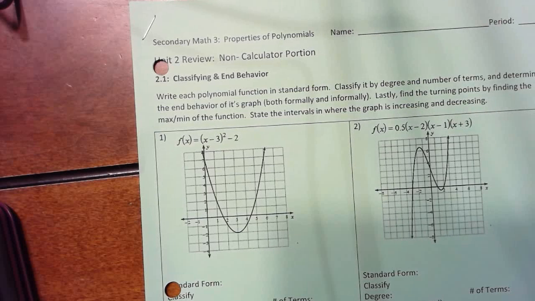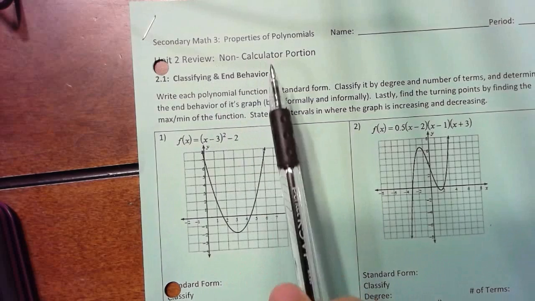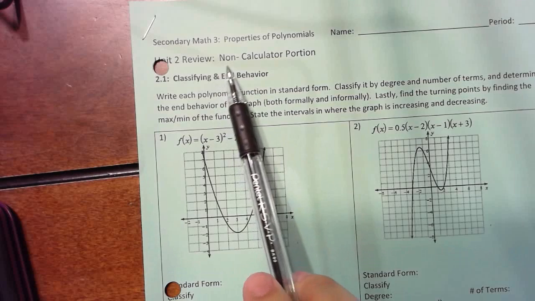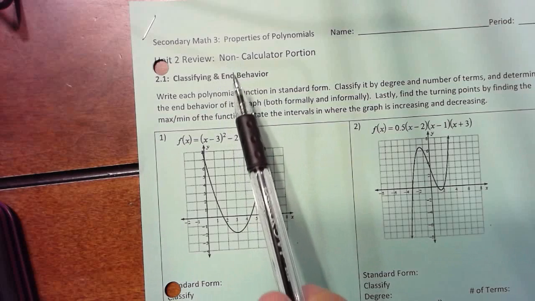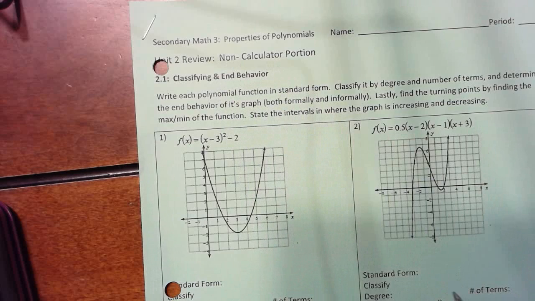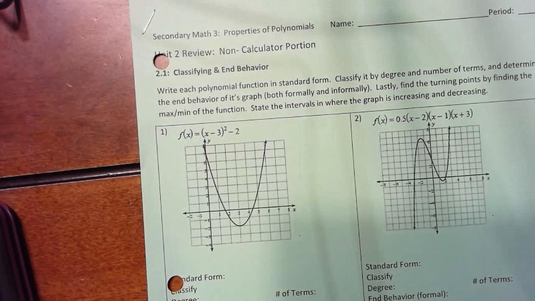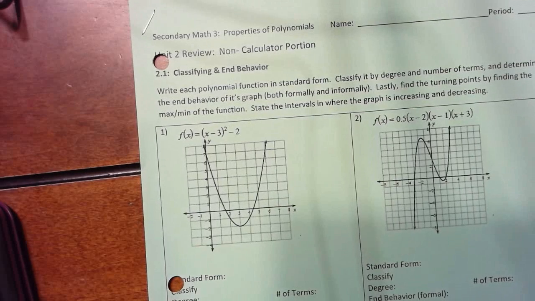Okay, this is the Secondary Math 3 Unit 2 review. The test that you'll be taking is broken up into two parts. There's going to be a non-calculator portion, and then you will have a calculator portion. The calculator portion will cover sections 4 and 5, when everything that we did was on the graphing calculator. So please make sure you know how to use your graphing calculator, because if you don't know how on those two sections, you will not pass.